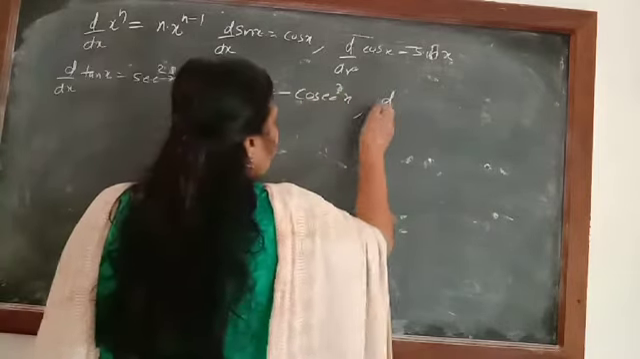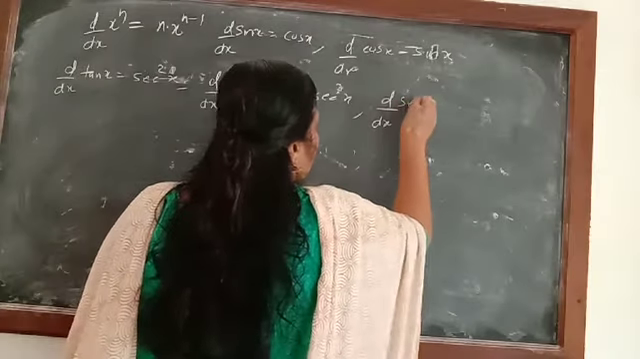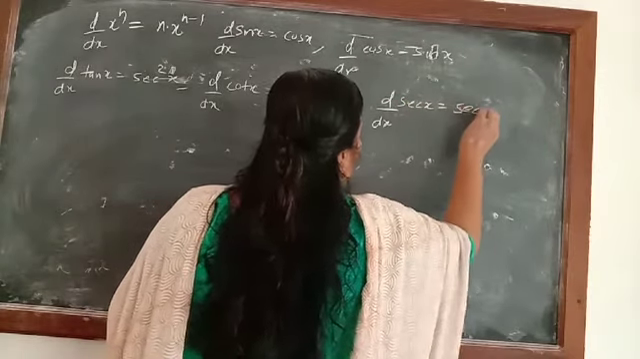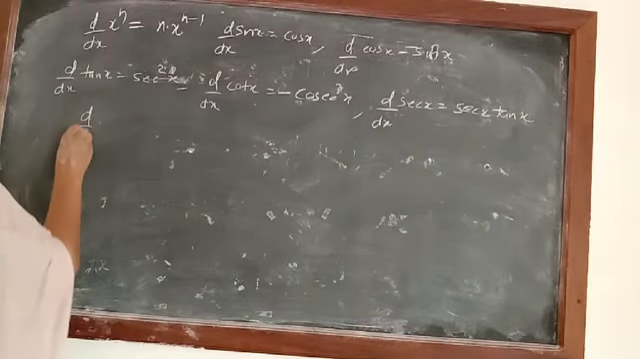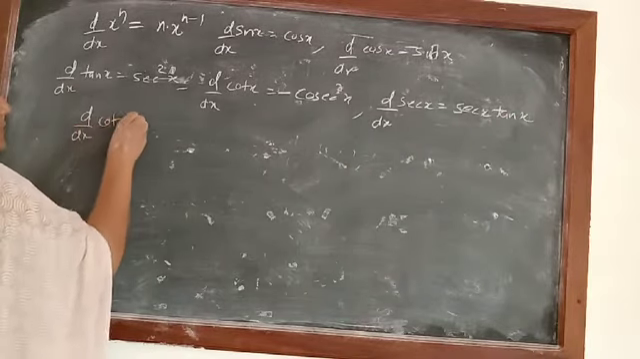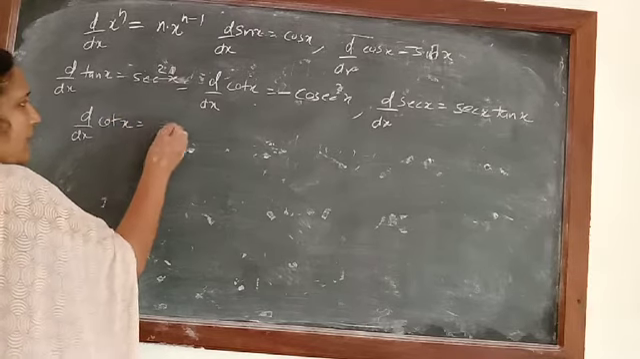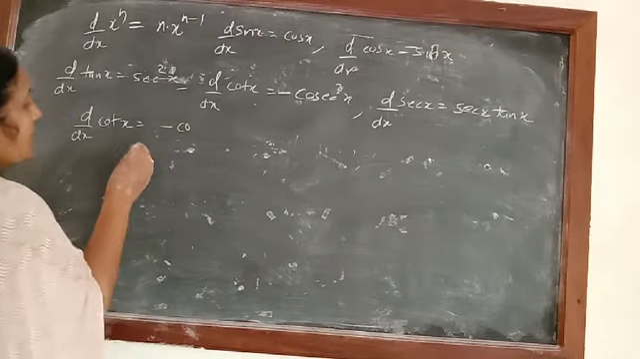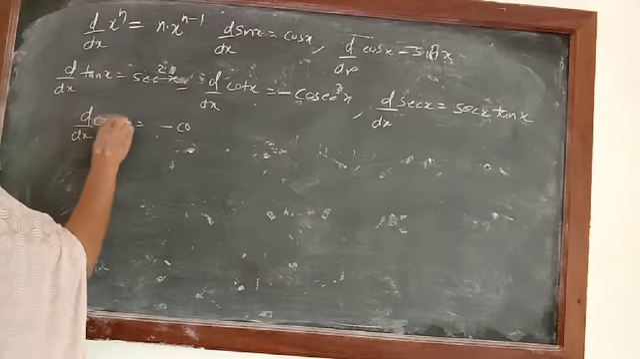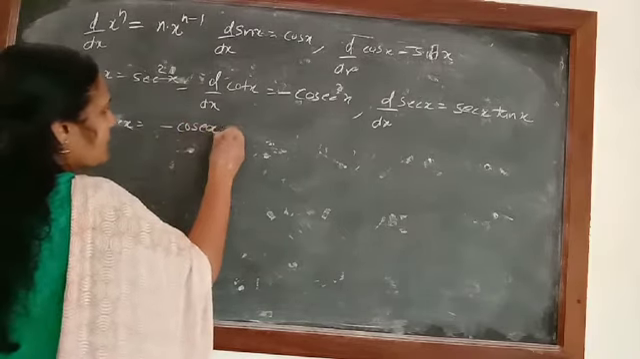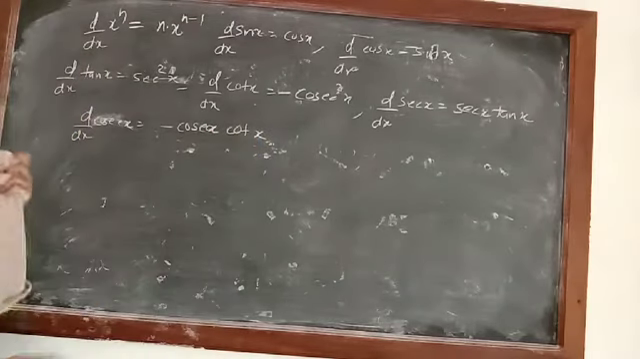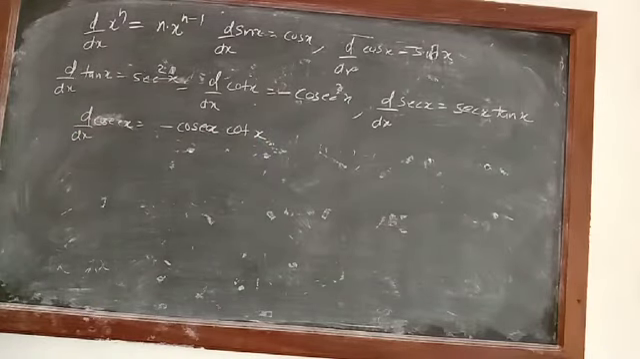Then we studied about sec x. d by dx of sec x is equal to sec x into tan x. Then d by dx of cosec x is equal to minus cosec x into cot x. So these are the formulas which we studied there. Now we will solve the questions using all these formulas.